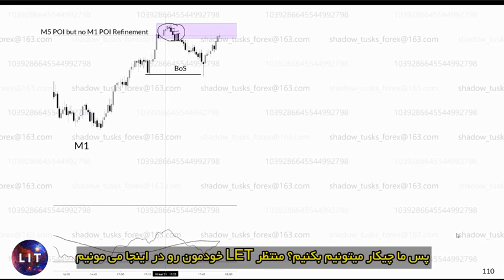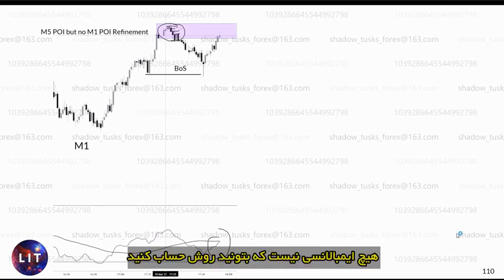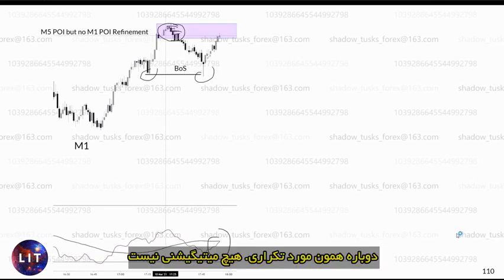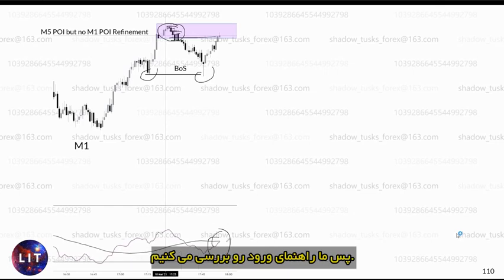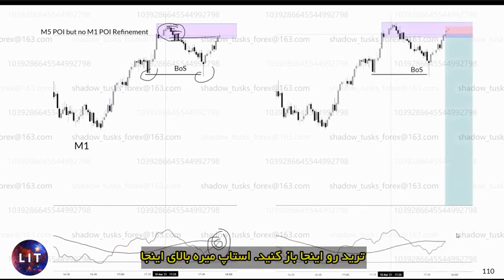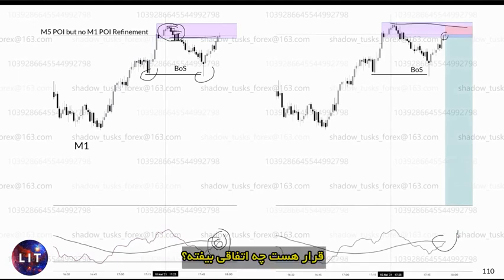So what we can do, we're waiting for our LIT in here. There's no imbalance we could place a pending on. Break of structure. Same thing all over again. No mitigation. So we're looking at the entry helper. There is our LIT. So what we're going to do, place the trade in here. Stop goes above here. LIT. So what's going to happen?